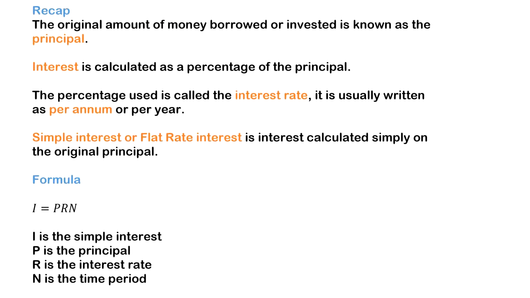To recap the video, remember your principal is the original amount of money borrowed or invested. Your interest is calculated as a percentage of the principal, and that percentage is called the interest rate, usually per annum or per year. The simple interest is calculated on the original principal. We have the formula I equals PRN, where I is the simple interest, P is the principal, R is the interest rate, and N is the time period. Remember, you can rearrange it to determine what you're trying to find. If you're trying to find P, it's P equals I divided by RN. If you're trying to find R, it's I divided by PN, and so forth.